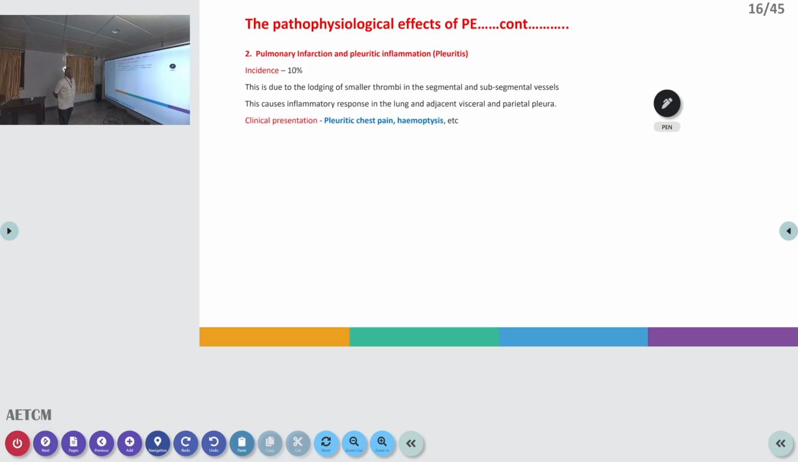And pathology, pulmonary infarction or pleuritic inflammation, that is caused by smaller emboli. The incidence is 10%. So this may be clinically presented as pleuritic chest pain or hemoptysis. Remember, hemoptysis is the end result in some patients with pulmonary infarction or pleuritic inflammation.